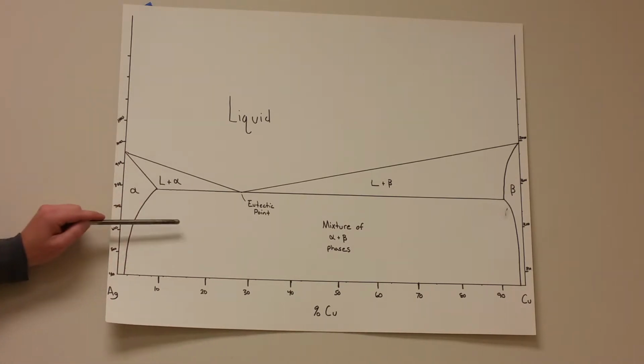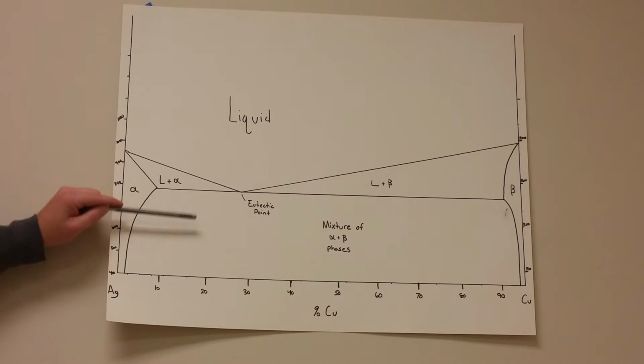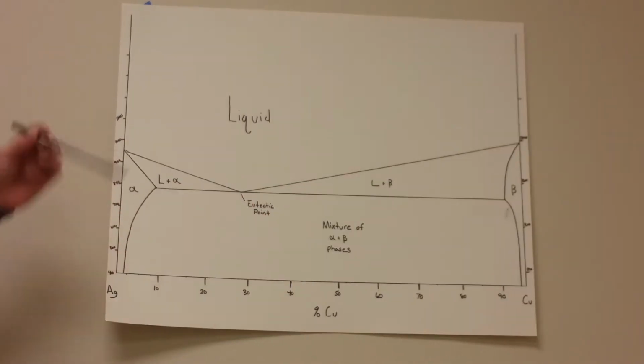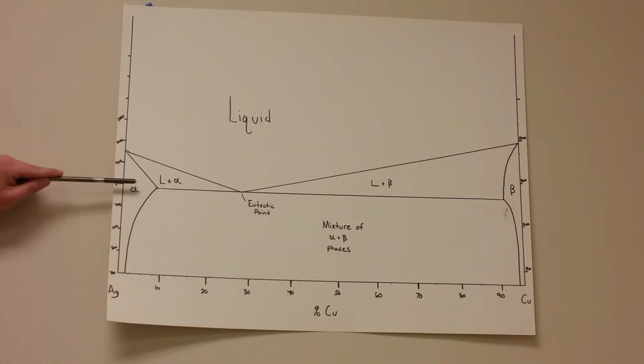Anything to the left of it, you would see a composition of alpha plus eutectic. Anything to the right of it, you'd see a mixture of beta plus eutectic. And that part's pretty cut and dry, that's simple. It's a little more hairy over here.